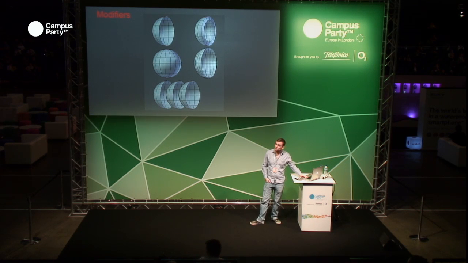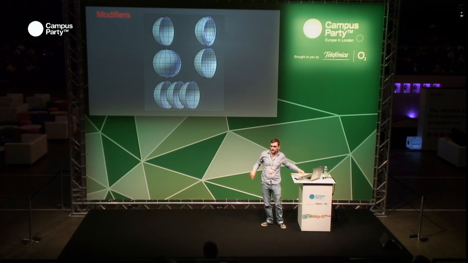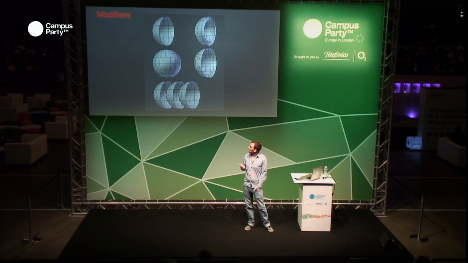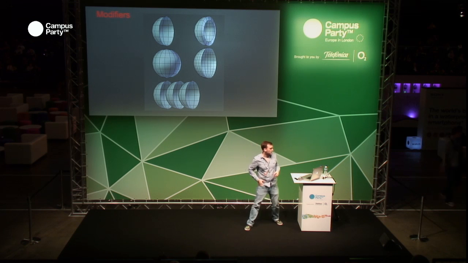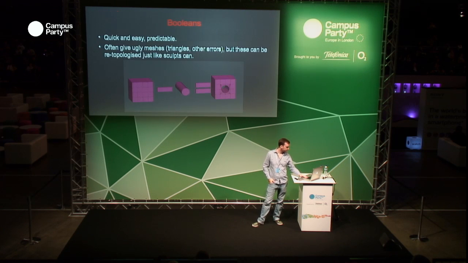There's another example of some modifiers. You can see on the top right there, that's the solidify modifier. It's a really useful one. If you want to 3D print something and you've got a model like the one on the left at the top, which is just like a bowl, that's not 3D printable because there's no inside, there's no outside of it. But the solidify modifier takes that and turns it into a solid surface really quickly for you.